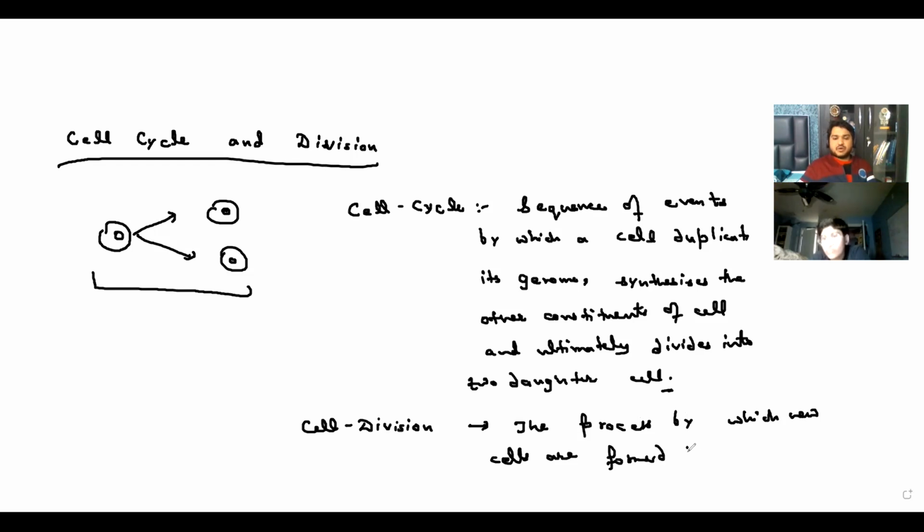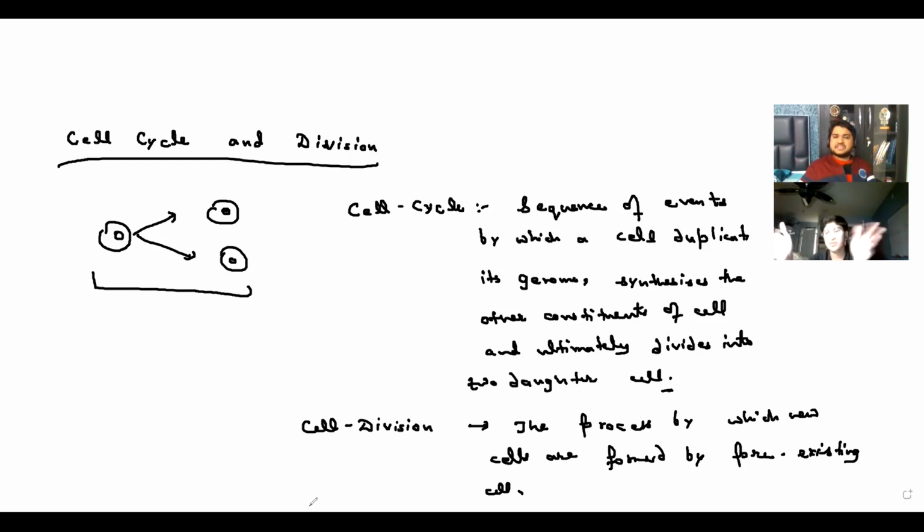So just tell me one thing, cell cycle and cell division, what is the main difference then? I guess you can say the cycle is a sequence of events, like the bigger picture, and then the cell division is just the specific process of when the cell divides into two.